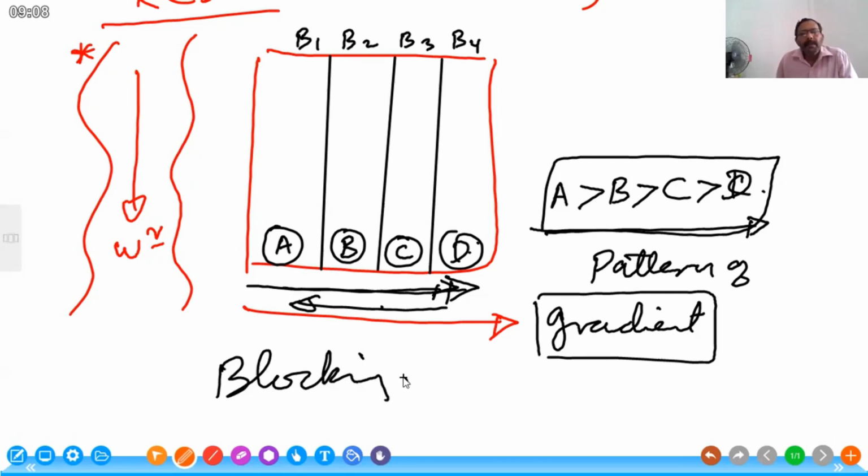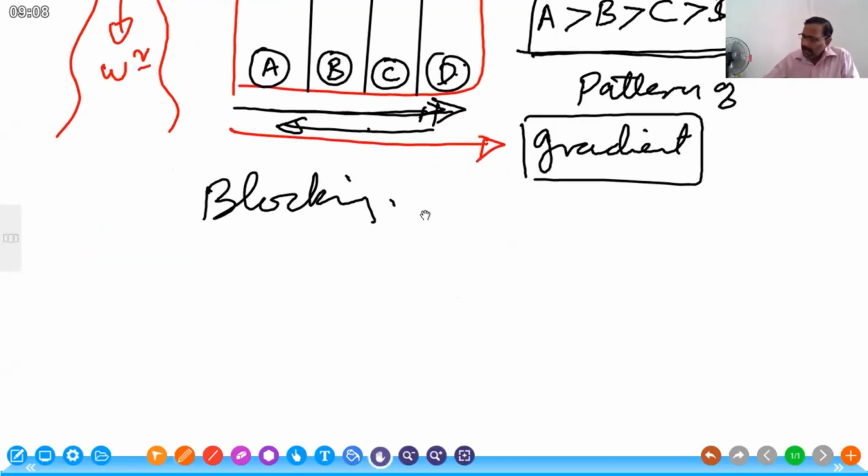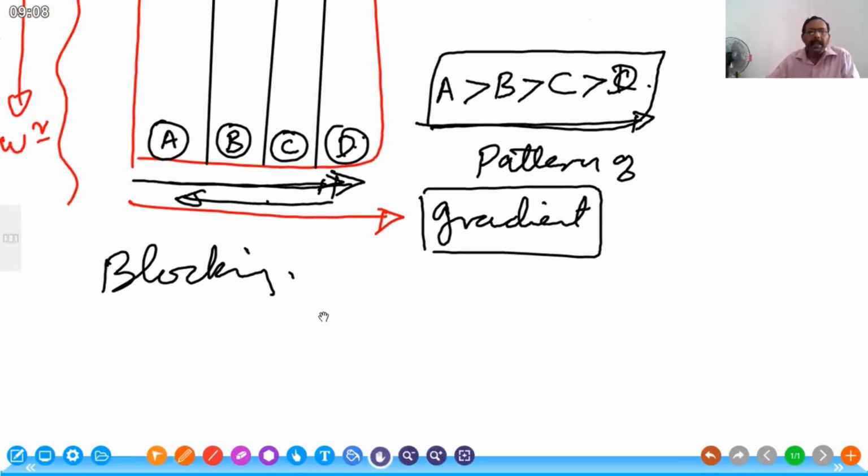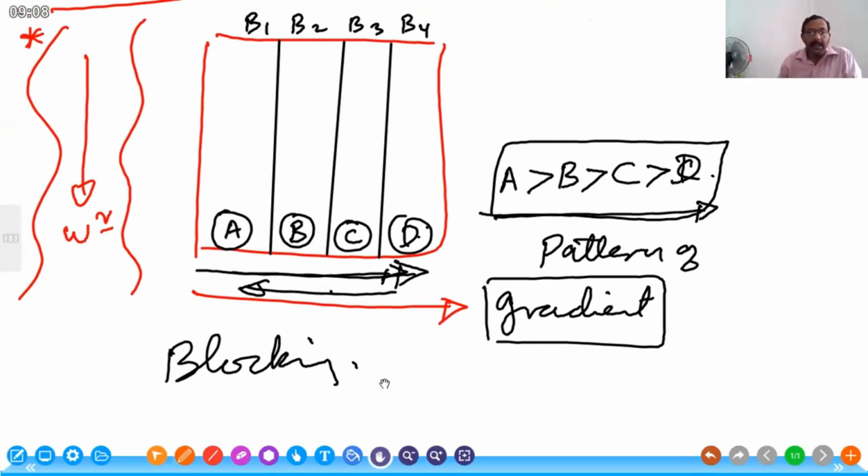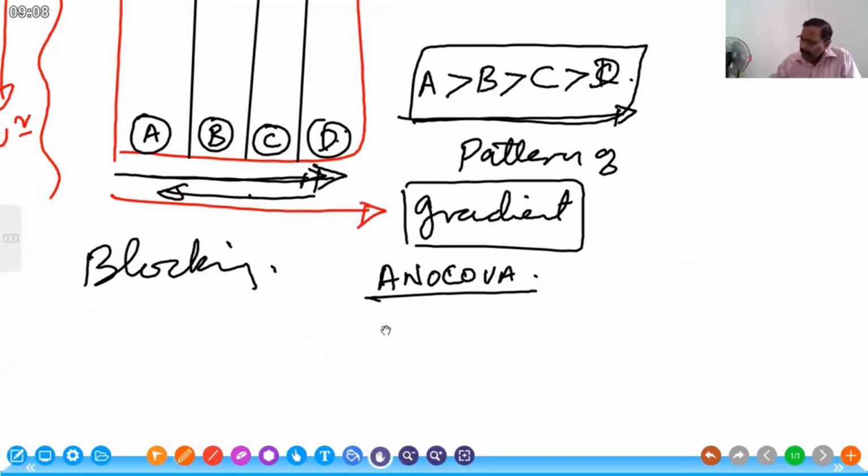Suppose you don't have any pattern as such, then we cannot do the blocking. I can take an example later on along with introducing the subject. So here in ANCOVA, now everybody should know what ANCOVA is, right? Analysis of covariance. ANCOVA is done when there's a gradient. We know that there's a gradient.